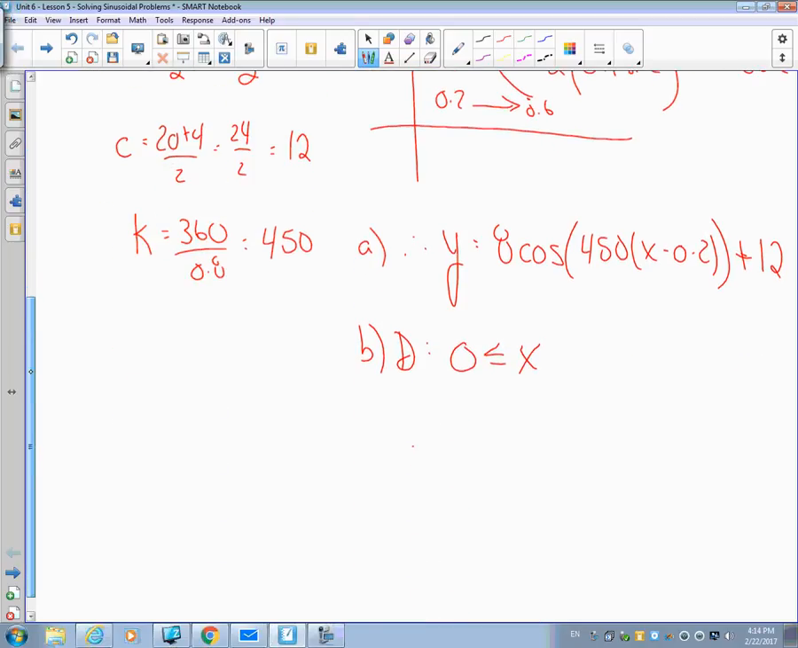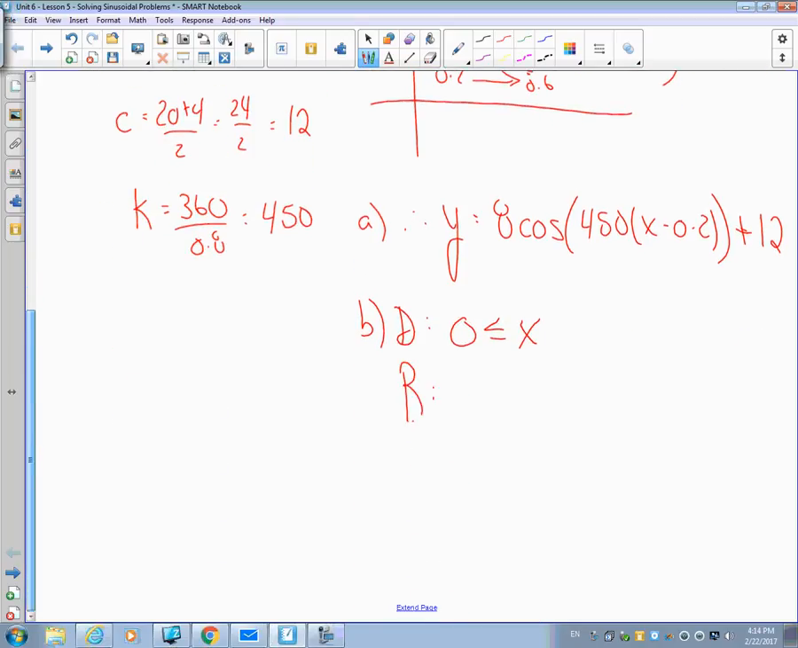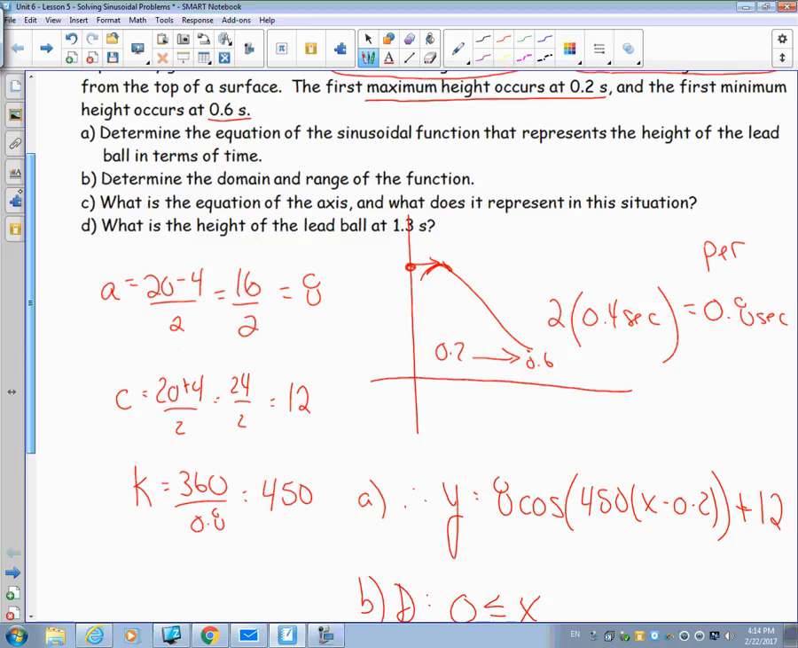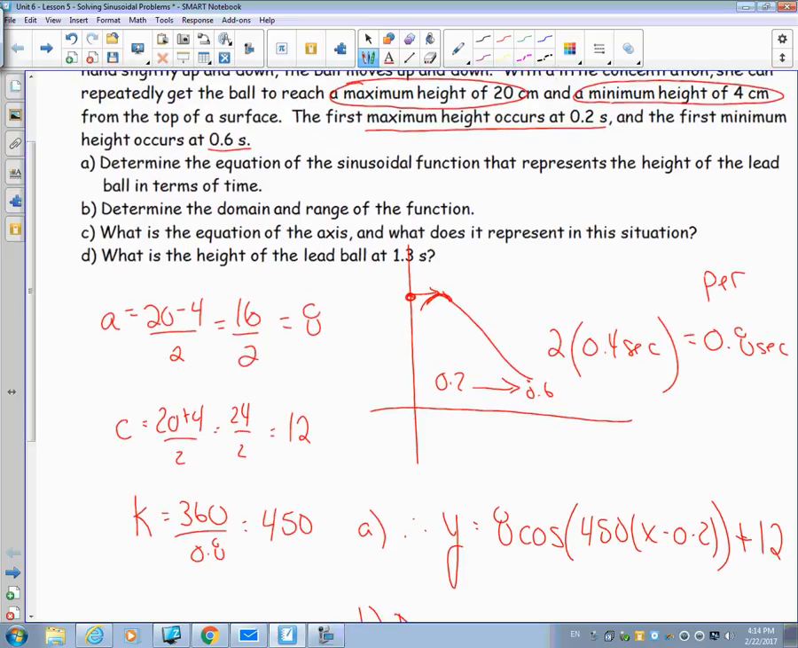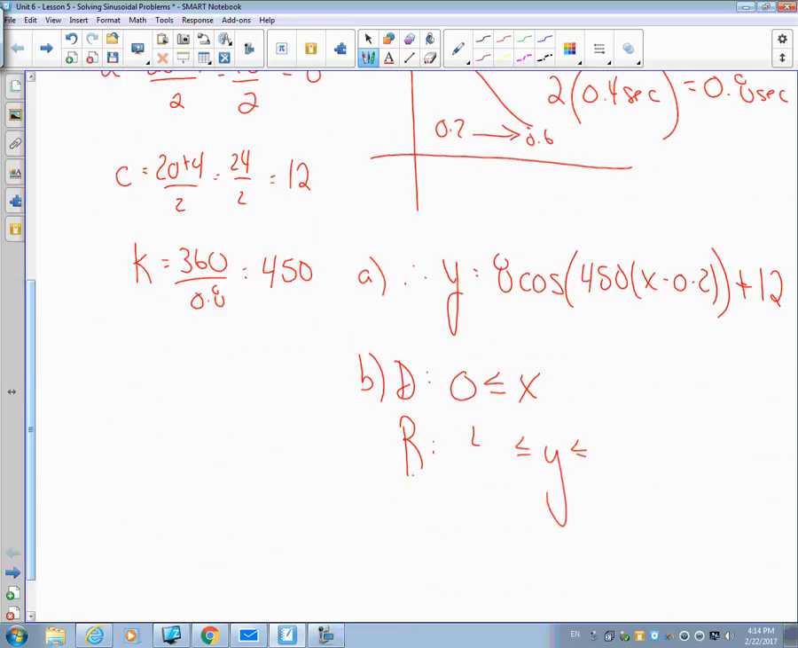Our range, we've also talked about before that we can find our range by using our max and our min. Well, it gave it to us in the question, right? Oh, it actually didn't tell us what the maximum was, sorry. Oh yeah, it did, back there, 20. Max is 20 and minimum is 4. So 4 to 20. Done.